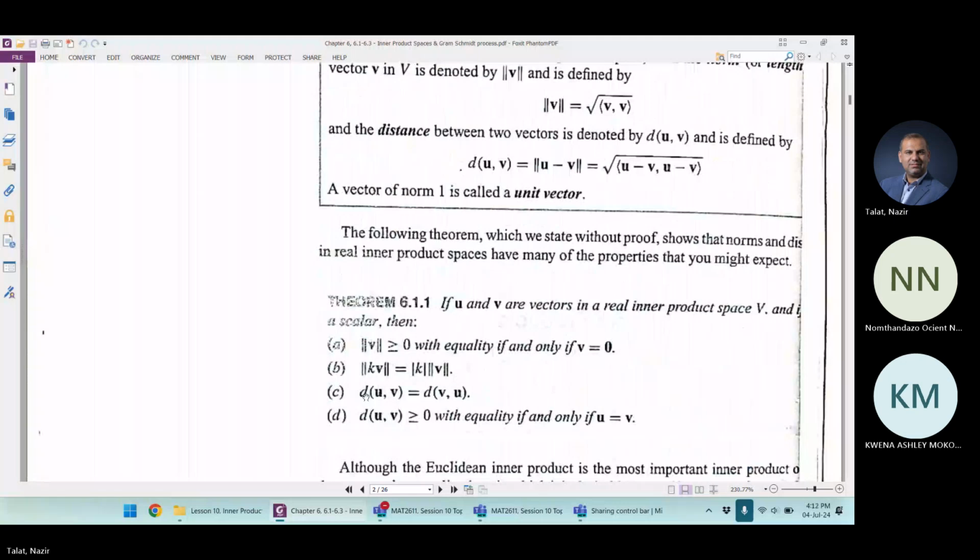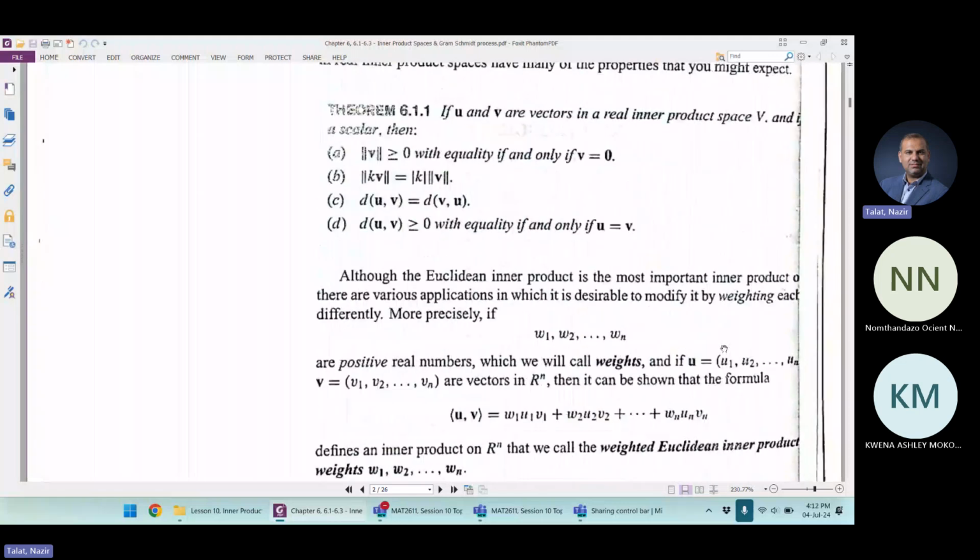The distance between u and v is always equal to the distance between v and u, and d(u,v) is greater than or equal to 0, and d(u,v) is equal to 0 if u is equal to v. So it also satisfies the distance properties. Remember that from the inner product we can induce a norm, and from the inner product we can also induce a distance d between two vectors. This also gives us a length between the two vectors.